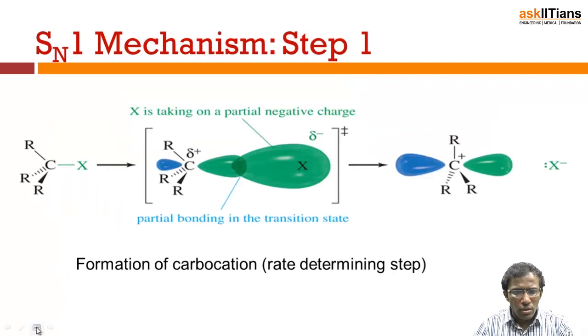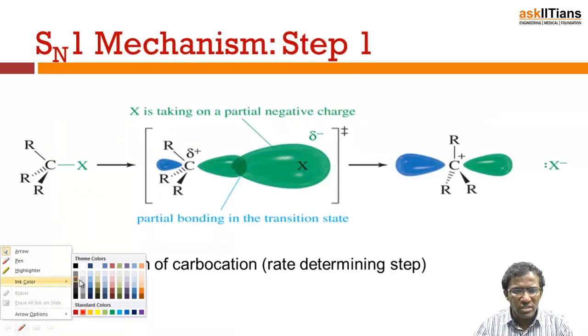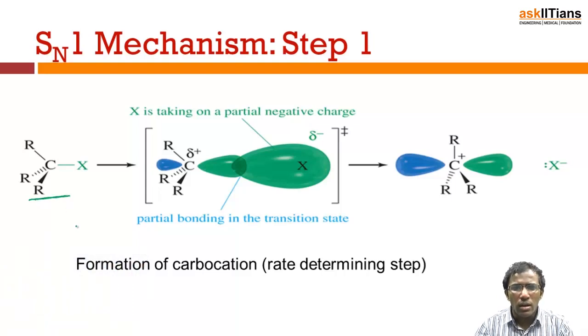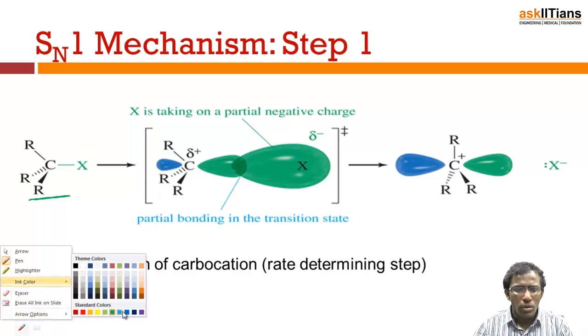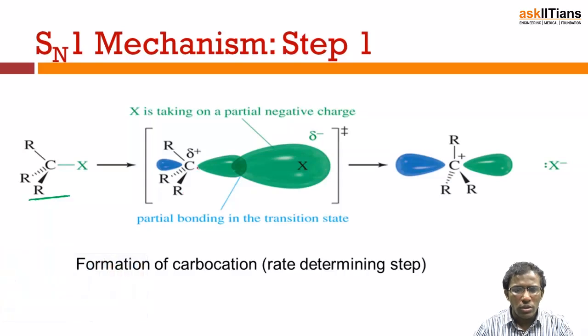If you see, there are 2 steps. In the first step, there will be a formation of carbocation. This is the alkyl halide we are taking, where these 3 alkyl groups may be methyl or ethyl or propyl, etc. And this X is a halogen, which may be chlorine, fluorine, bromine or iodine. Here this bond is a polar bond, and this bond is going to be broken.